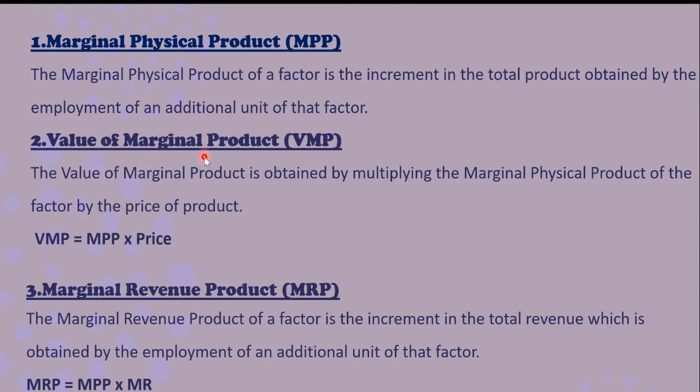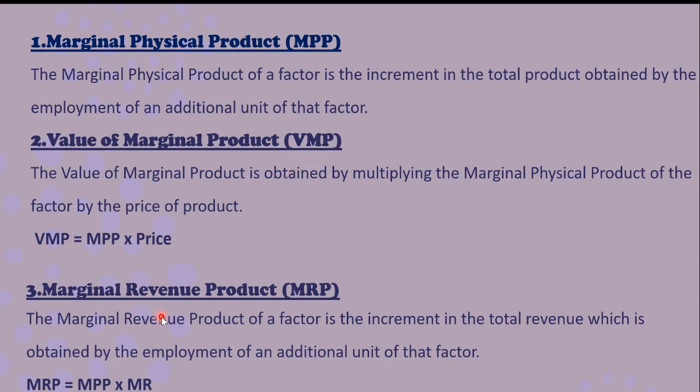Next is value of marginal product. What do you mean by value of marginal product? VMP. The value of marginal product is obtained by multiplying the marginal physical product of the factor by the price of the product. I repeat, the value of marginal product is obtained by multiplying the marginal physical product of the factor by the price of the product. So already I have explained what is MPP. So MPP into the price of the product will give you the value of marginal product.